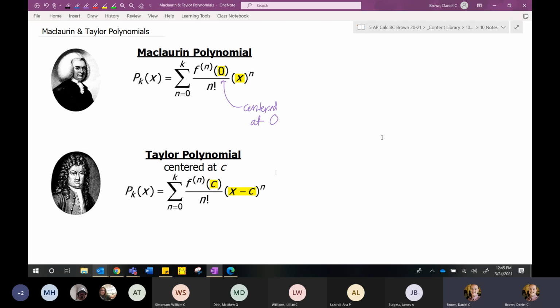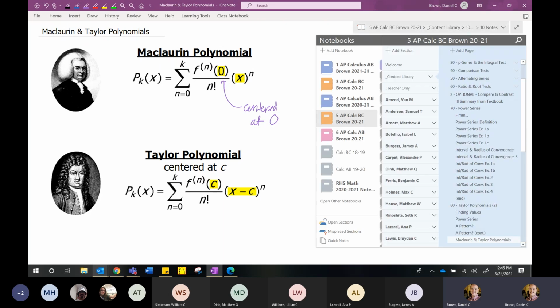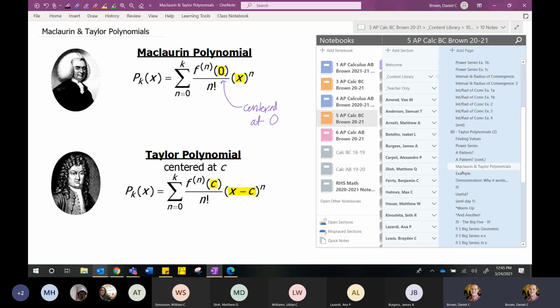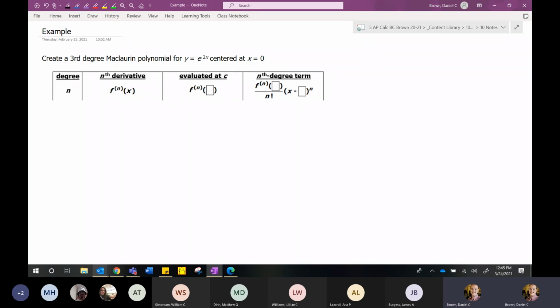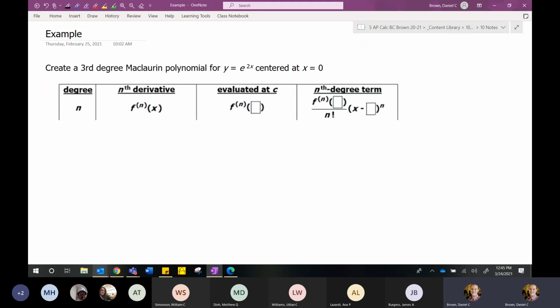The first thing that the AP exam is going to require you to understand, and what we really do need to understand moving forward, is how to create a polynomial when given the function. So that's going to be the first example that I wanted to look at. And so I'm taking that series and expanding it into a table. Maclaurin polynomials and Taylor polynomials, just like Euler's method, are a way to approximate a function.